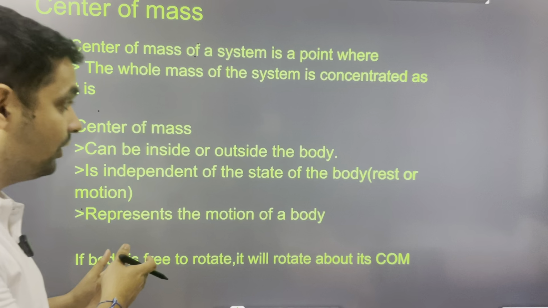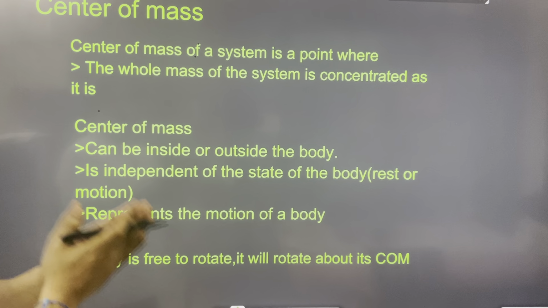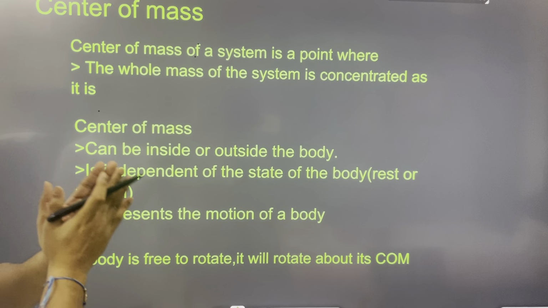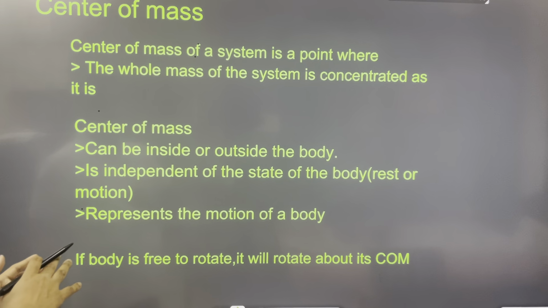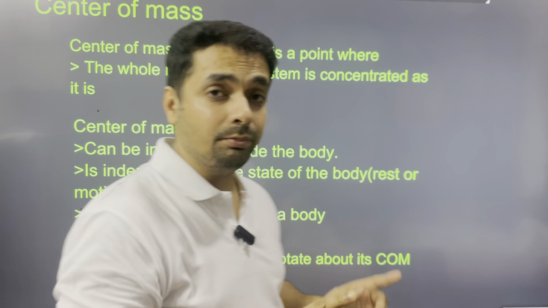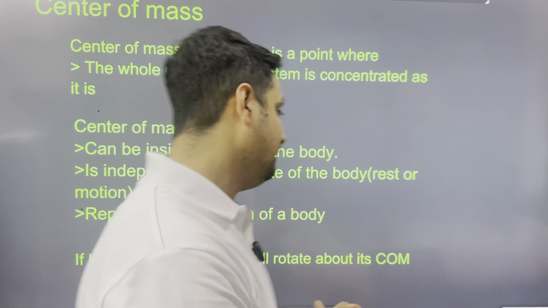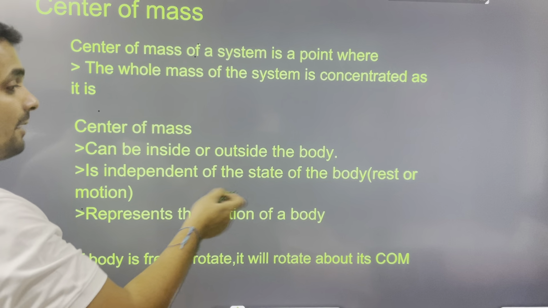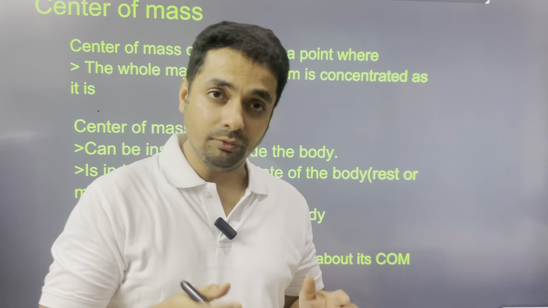That we have studied just now; I have written that the center of mass of a system is a point where the whole mass of the system is to be concentrated. Now the next point is that the center of mass can be inside or outside of the body. It doesn't mean that the center of mass will always be inside the body. For example, in the case of the scale I took, the center of mass was at the center, so it was on the body.